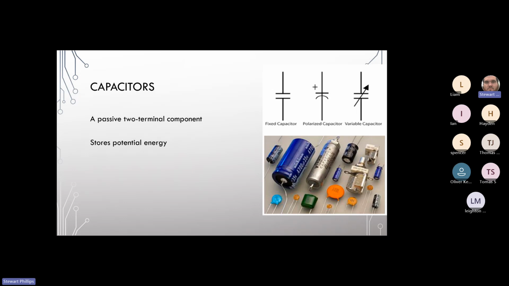So that's the capacitor, which is what stores energy, but a dielectric is something else. Does anyone want to take a guess?